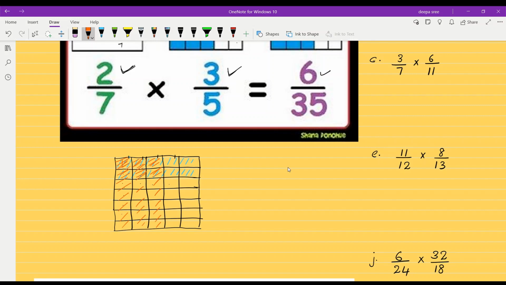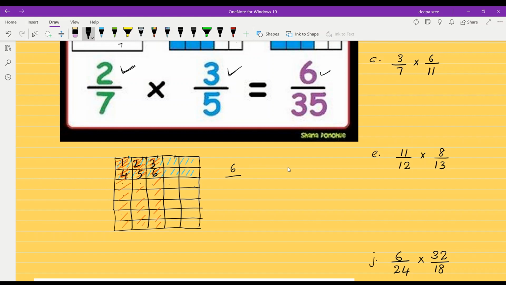So here it is 1, 2, 3, 4, and some other color I will take. Okay, black color I will take. 1, 2, 3, 4, 5 and 6. So this is the common part. After shading we can see this is the common part for blue and red. That will be the numerator, or the answer of our multiplication, the product of 2 by 7 into 3 by 5, and the denominator will be the total parts.